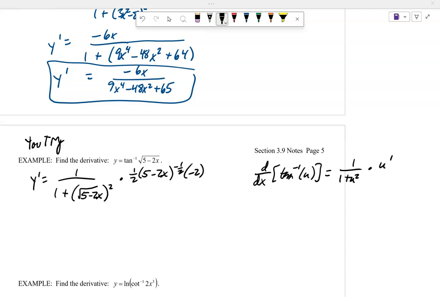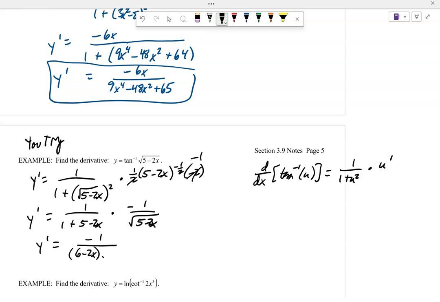Well, there's the 1 over 1 plus u squared. You notice the square will undo that square root. So 1 plus 5 minus 2x. And then over here, notice those 2's cancel. It does leave you with that -1 though. So we got negative times -1 over square root of 5 minus 2x. And so we've got y prime ends up being a negative 1 over 1 plus 5, I got 6 minus 2x being multiplied by the square root of 5 minus 2x on that.